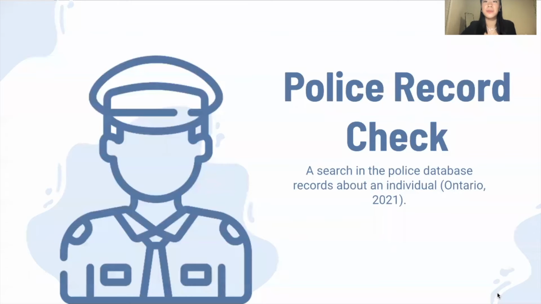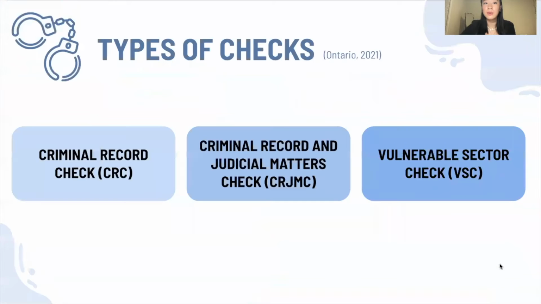So, what is a police record check? A police record check is a search in the police database records about an individual. There are three types of police record checks available in Ontario: a criminal record check, a criminal record and judicial matters check, and a vulnerable sector check. Let's talk about each one of these in more detail.